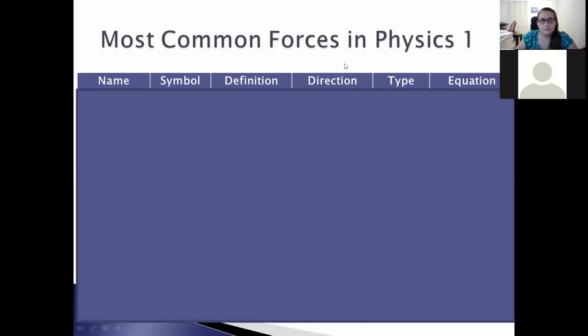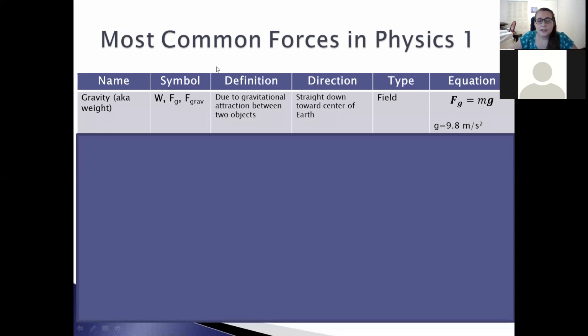Anyway, our first force, and I put it first because it will apply in nearly every scenario. And I say nearly every, but I'm pretty confident it will be every scenario. And that's the force of gravity. It's also called weight, right? They are the same thing. Weight and the force of gravity are the same thing.